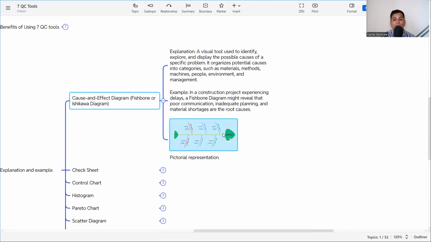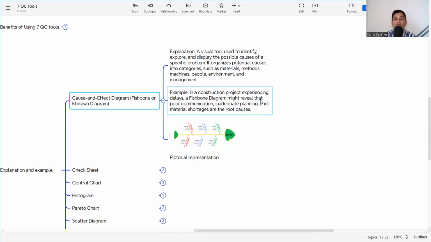So these are the main bones, and this is my problem, and these are the sub bones, and these are the branch bones. These are the method, material, manpower, environment, and their possible impact on that, and accordingly we'll find out what the main cause is.